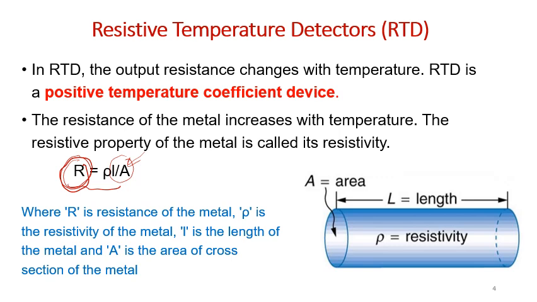So when we calculate the equation, we want to use the equation R is equal to rho times L over A. A is the cross-sectional area of the wire to be measured. L is the length of the wire which is to be measured, and resistivity is the resistance of the material. Certain constant for each material. Each material has its own resistivity.